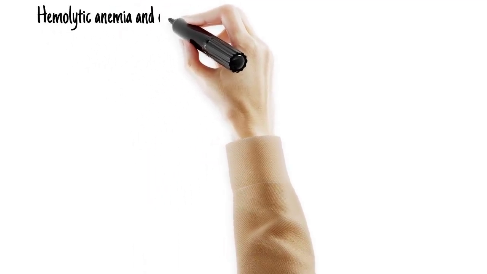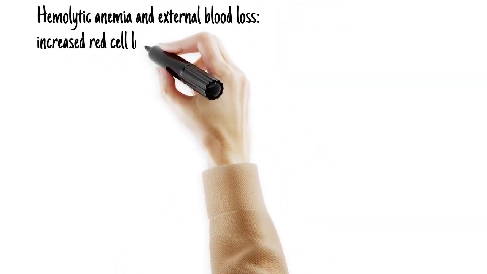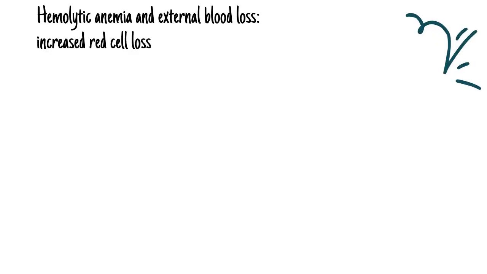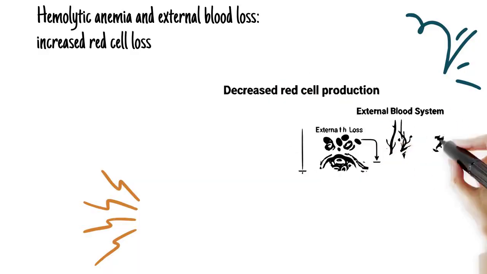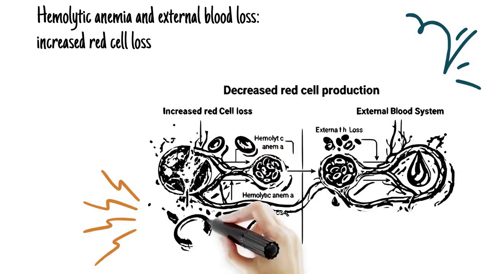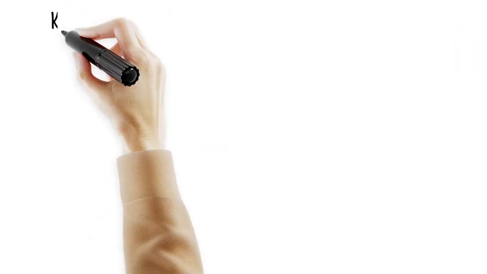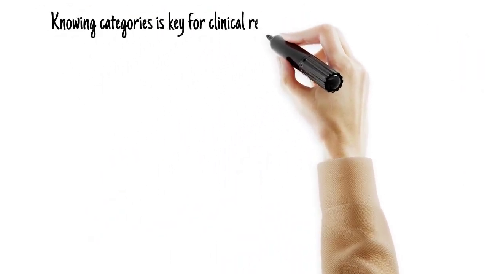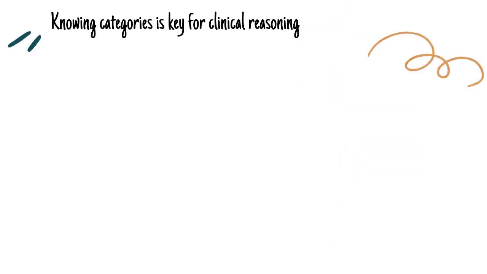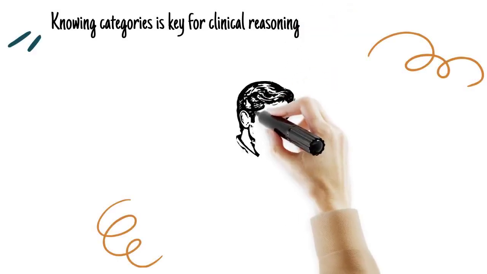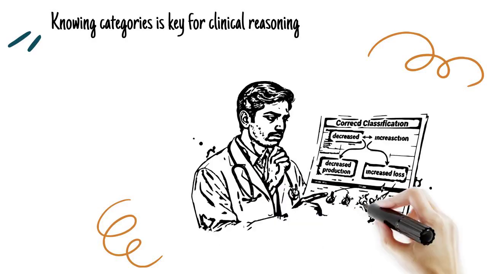Hemolytic anemia and external blood loss, the 2 subtypes that fall under the increased red cell loss arm, are entirely separate entities with their own distinct pathophysiology, diagnostic frameworks, and management strategies. They were not addressed in this session, but knowing clearly which category each anemia type belongs to is the foundation from which all further clinical reasoning must build.